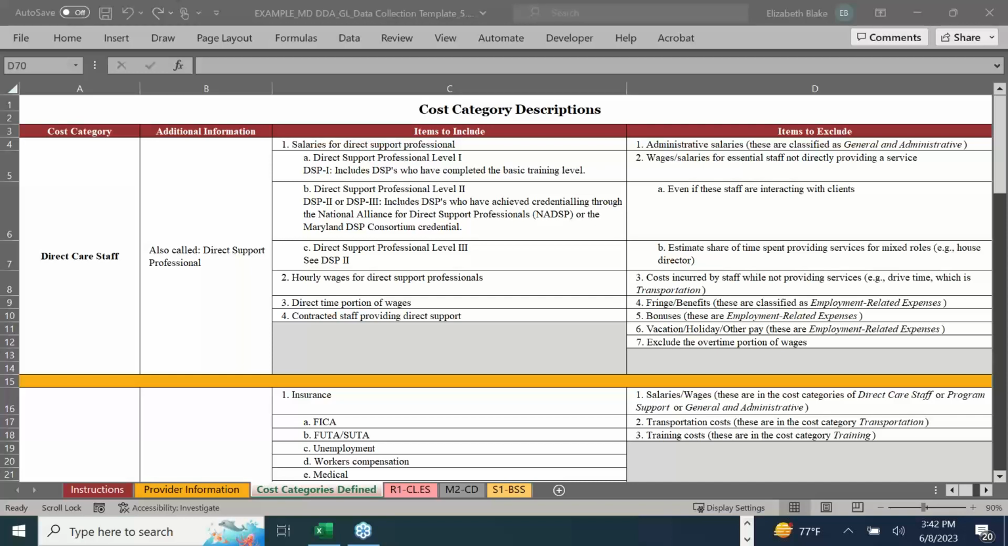Another question, has the template been distributed to providers? Yes, we did send the template out to providers using the email list that we had. So if you did not receive it, please send us an email using the RRAG email address that I put into the chat, and we'll make sure we get that over to you ASAP.